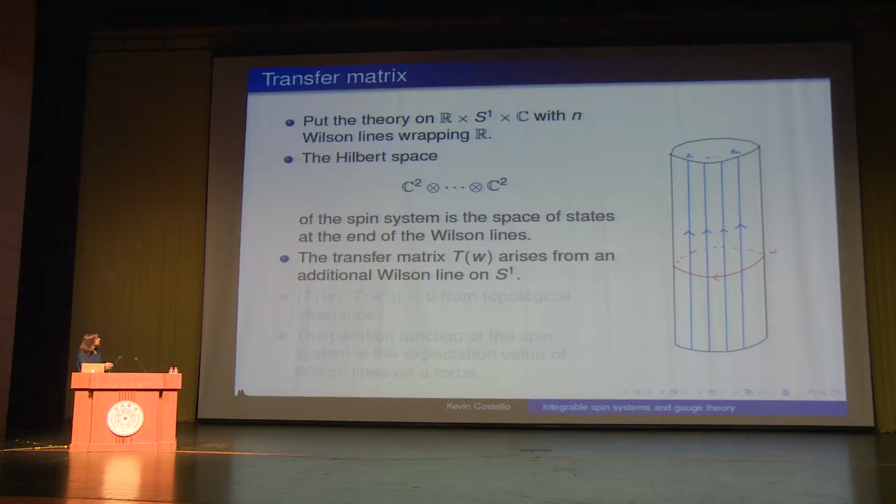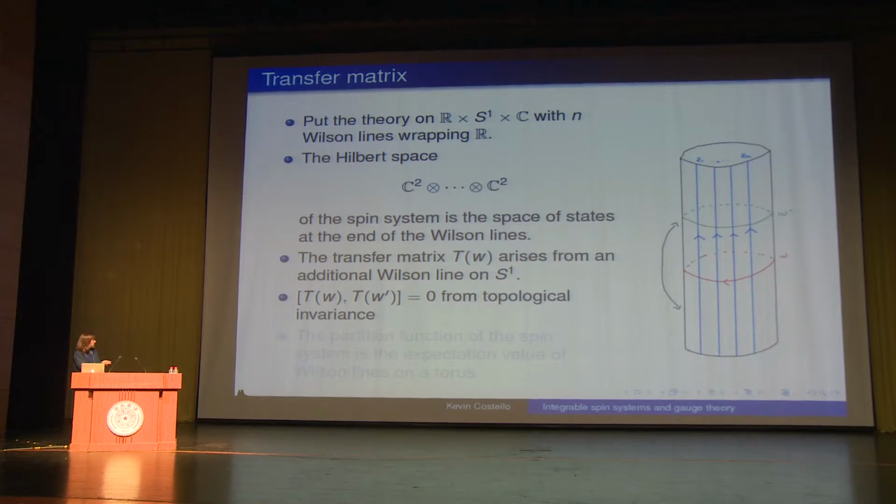How do we see the transfer matrix? We add another Wilson line orthogonal to those wrapping the circle. And this gives the transfer matrix. The reason why is that when this Wilson line crosses each of those guys, we get the R matrix. And as I move them along, I just take products of R matrices. Because it's a circle, I take a trace. So that's kind of evident that this is the transfer matrix.